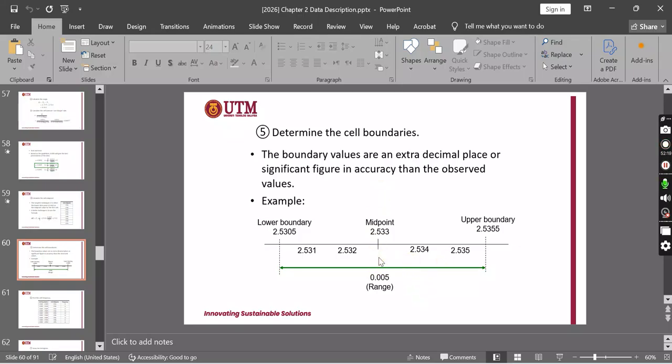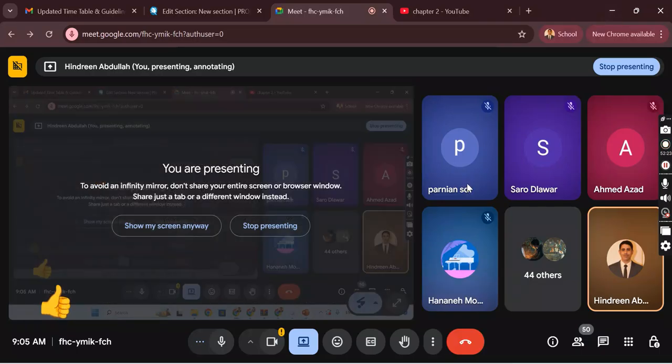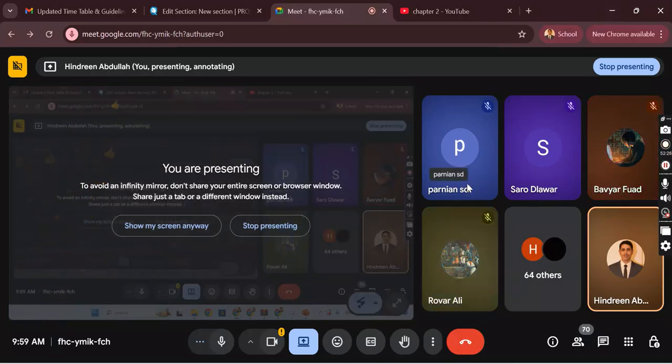Do you want to take a rest? So let us take a rest. We will start again after 15 minutes. Or let us keep this meeting on the same link. We will start after 15 minutes.